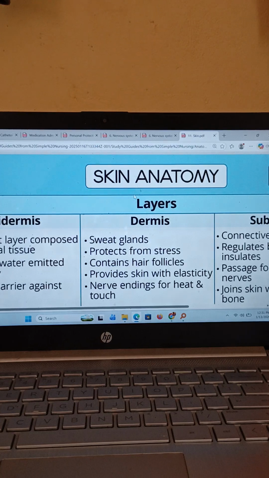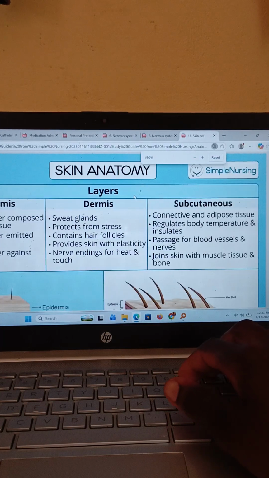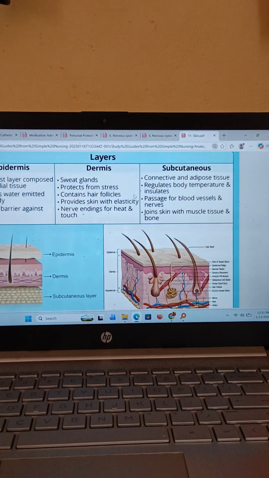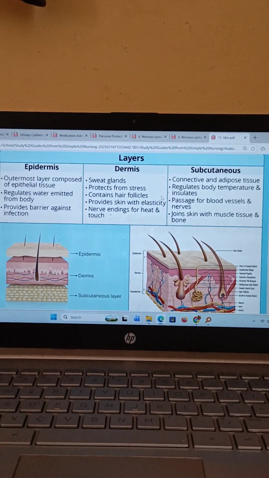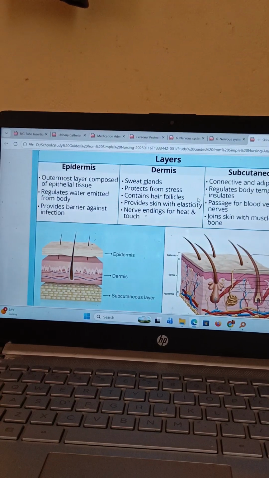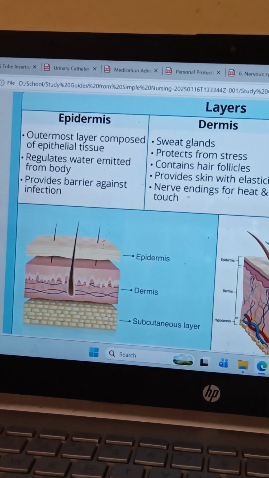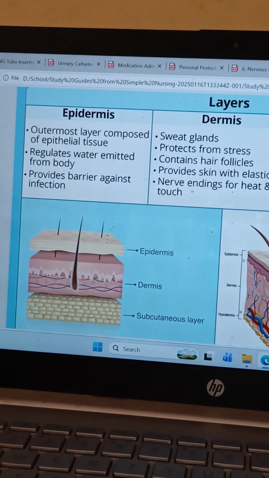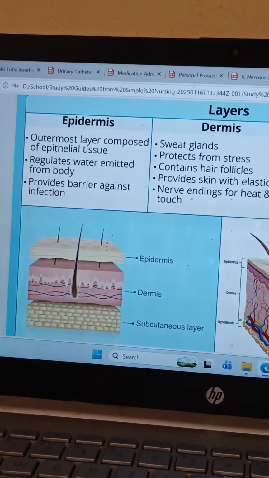So the skin anatomy. You need to know about the skin. Let me just reduce my screen. So the skin, what's the structure? What is the skin made up of? If you check this diagram, we always have the epidermis, the dermis, and the subcutaneous layer. That is just a simple illustration of how the skin is.